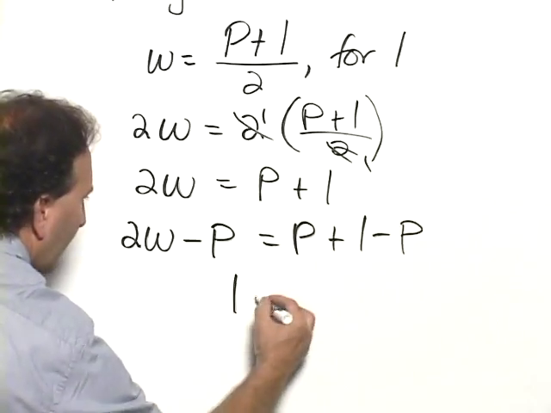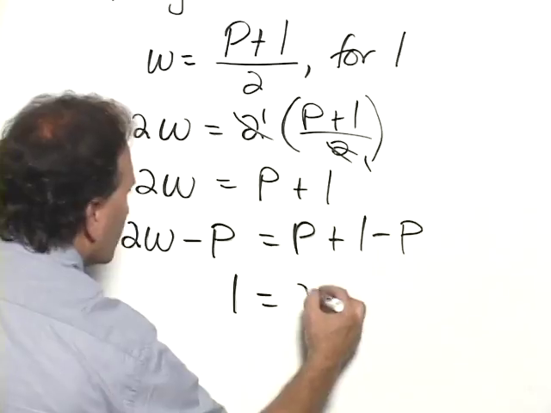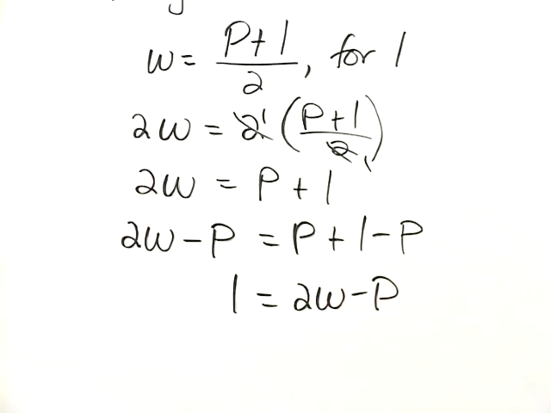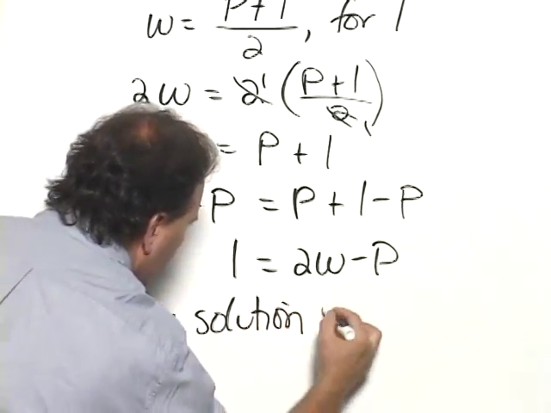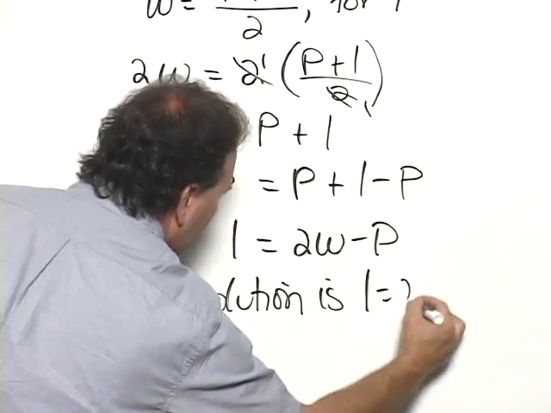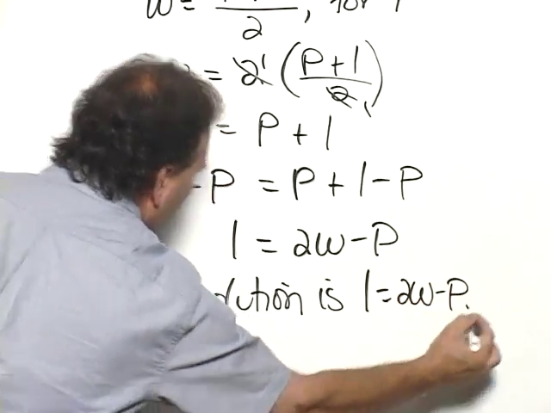We have just L is equal to 2W minus P. Therefore, the solution is L equals 2W minus P.